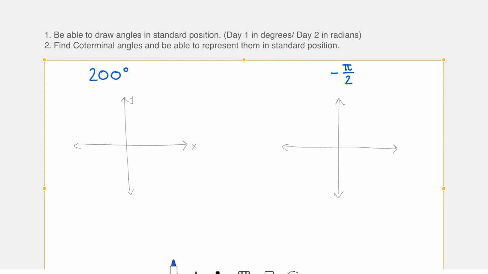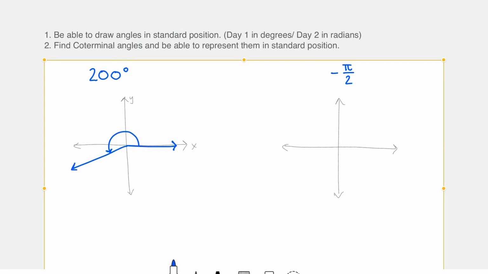You learn to draw angles in standard position, always having the initial side of the angle on the positive x-axis, and 200 degrees would rotate counterclockwise through quadrant 1, quadrant 2, a little past the 180 mark, right? And so that would be representative of a 200 degree angle. In radians, it works a little bit differently, right?